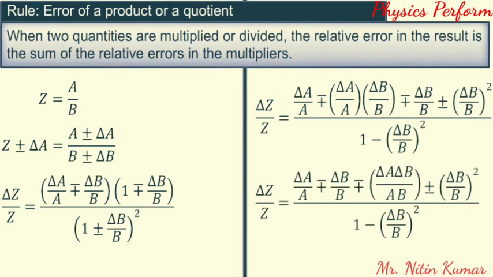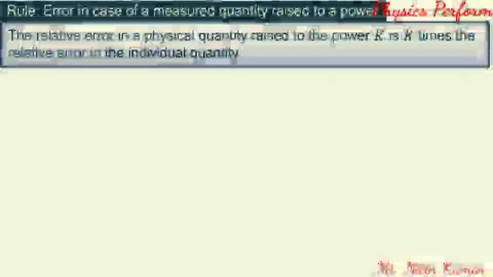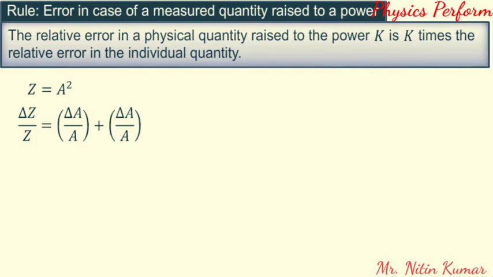The relative error in a physical quantity raised to the power k is k times the relative error in the individual quantity. If Z is equal to A square, then delta Z by Z is equal to delta A by A plus delta A by A, which is equal to 2 into delta A by A. Hence, the relative error in A square is twice the error in A.